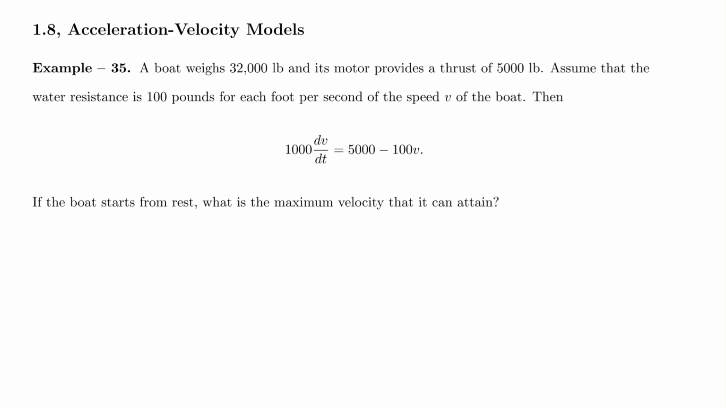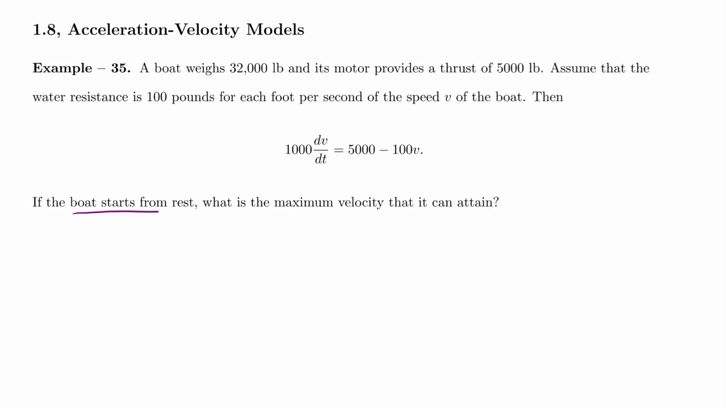In our first example, we have that a boat weighs 32,000 pounds. Its motor provides a thrust of 5,000 pounds. We have the water resistance of 100 pounds for each foot per second of the speed v of the boat. And then we're told that the rate that the speed of the boat is changing with respect to time can be modeled by this equation.